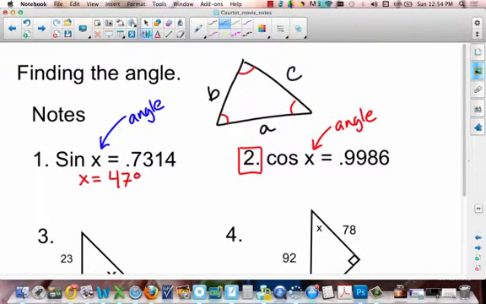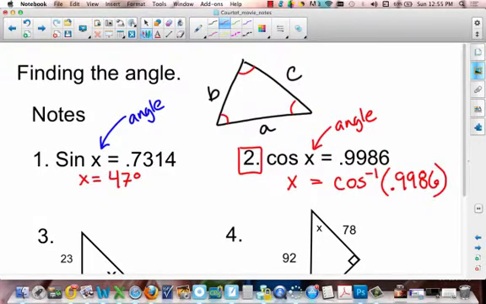Now, what you could do is just use inverse operations, right? So I could take the inverse of cosine x, and then I'm just left with x, and I could also take the inverse of 0.9986. So cosine inverse of 0.9986.